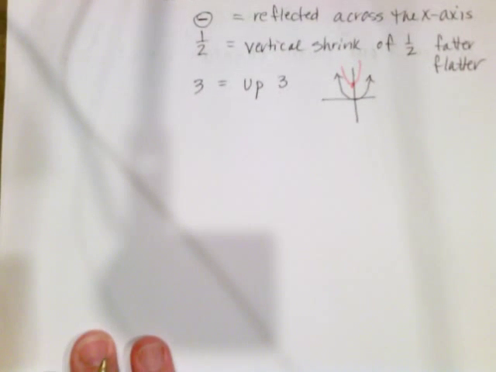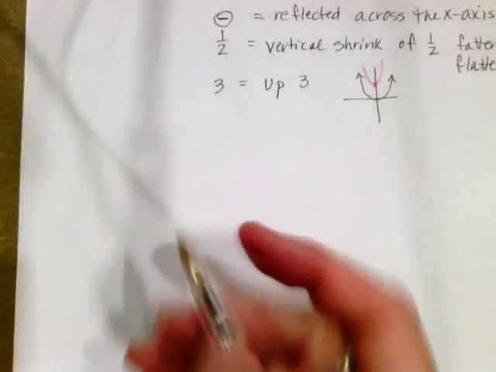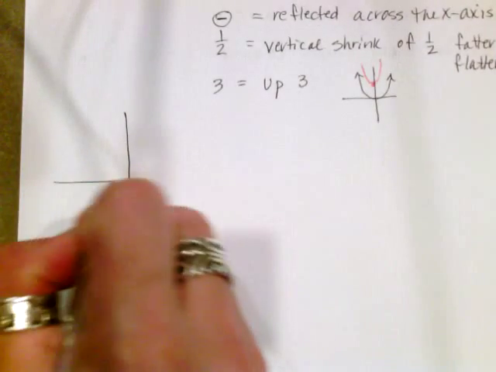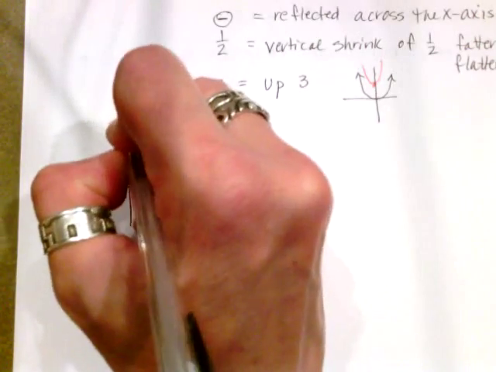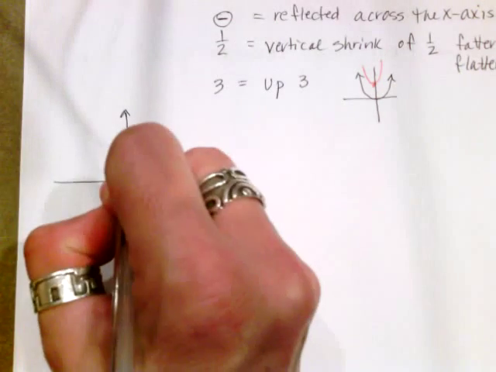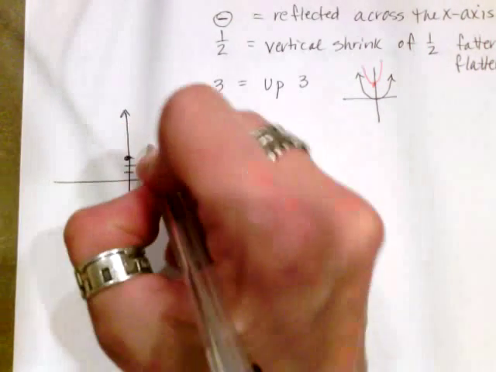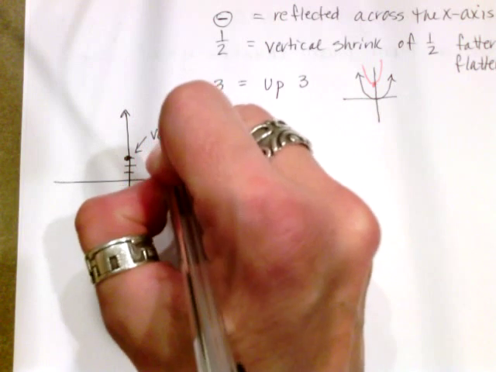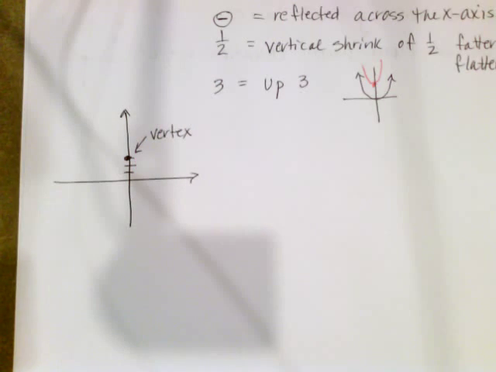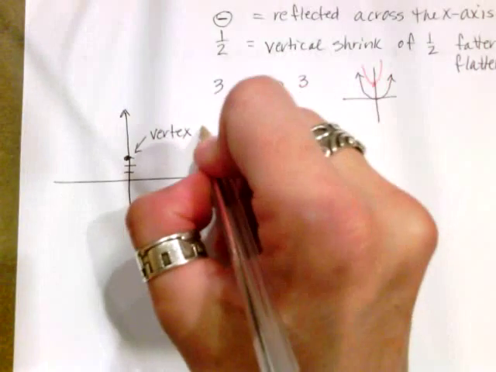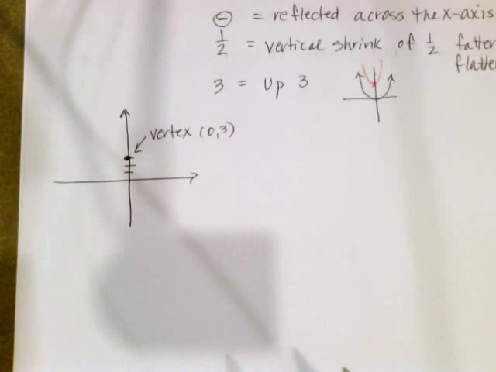Okay? All right, so I'm going to go ahead and sketch my graph to get started because I know where the vertex is. So I'm going to do a 3. So that is going to be, I'm going to draw an arrow so you can see it. That's my vertex, okay? And the coordinates of that are (0, 3).